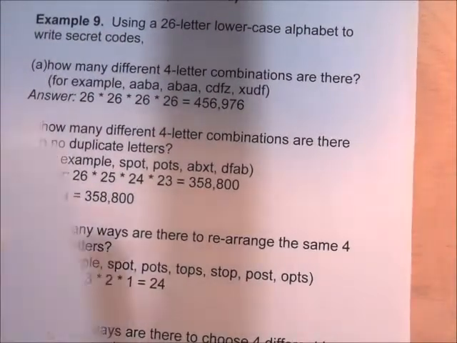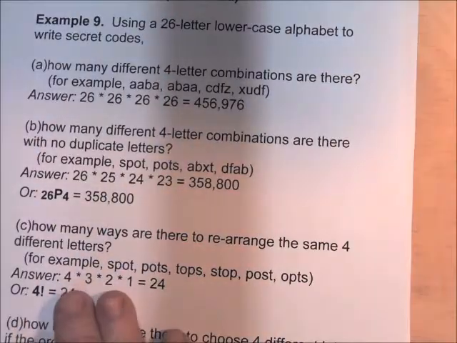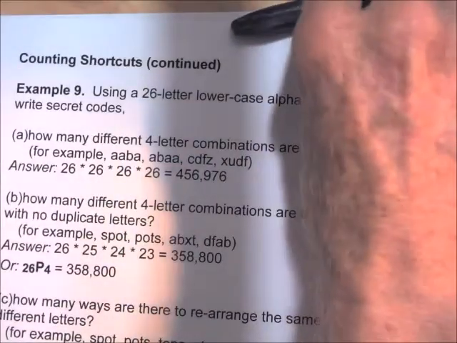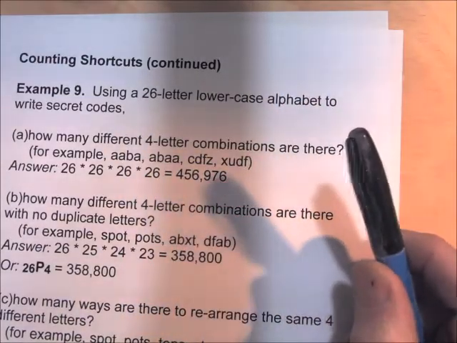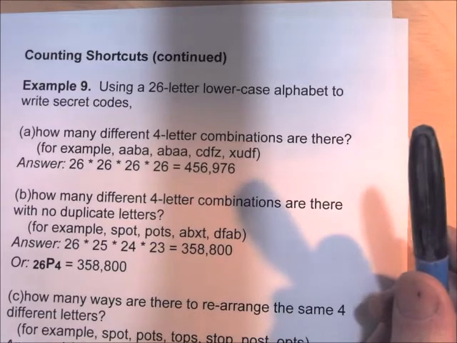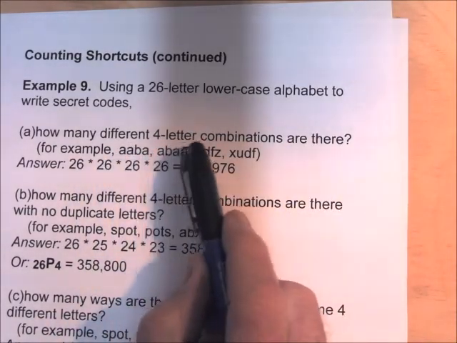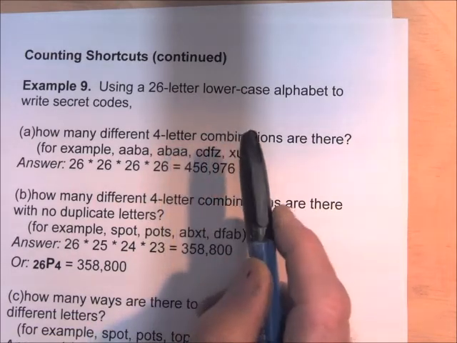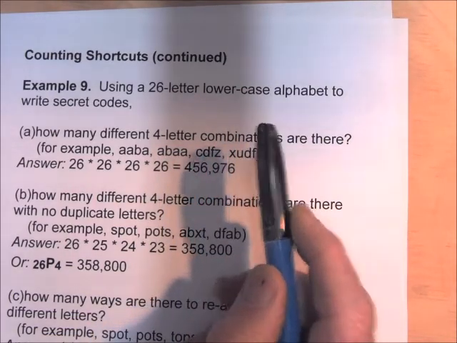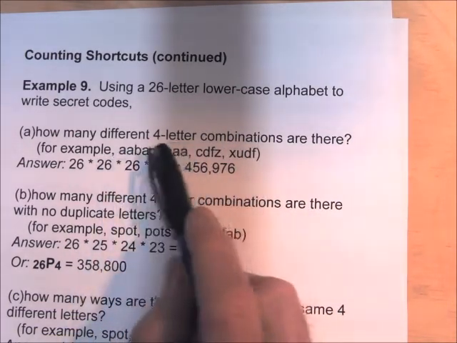Okay, next example, using a 26-letter lowercase alphabet to write secret codes, how many different 4-letter combinations are there? For example, AABA, ABAA, CDFZ, XUDF. So this includes duplicate letters.